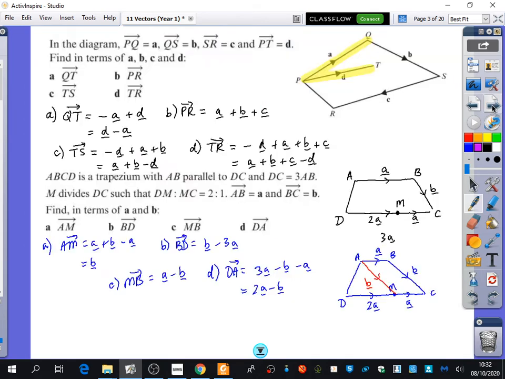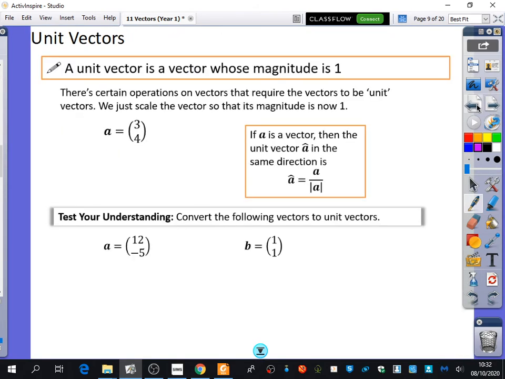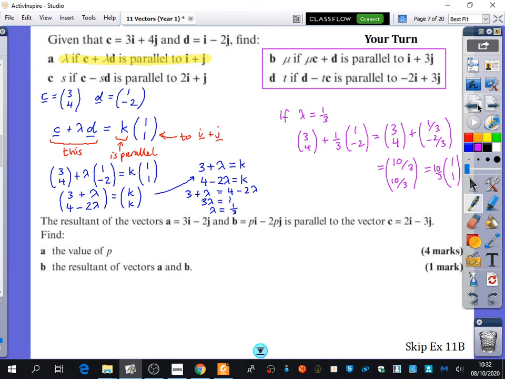And that's the same thing that we did down there. So how do you get to 3 lambda at the bottom, where it says 3 plus lambda equals 4 minus 2 lambda? Because they're both equal to K, a simultaneous equation. If this is equal to K and this is equal to K, surely those things must be equal to each other because they're equal to the same thing. And if it's parallel to 1, 1, then the top part must be equal to the bottom part for it to be parallel.